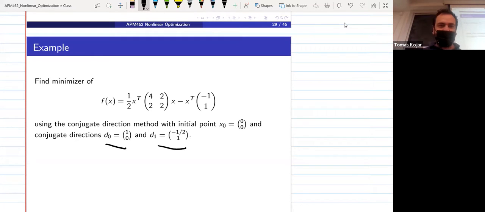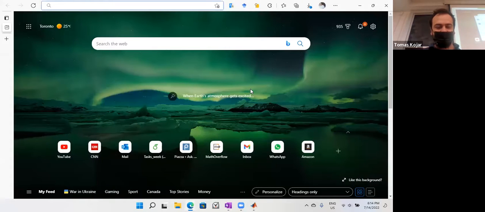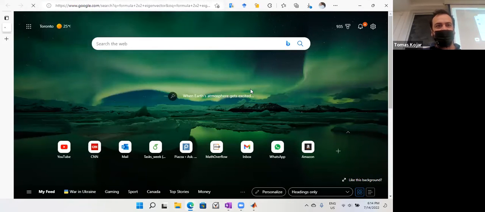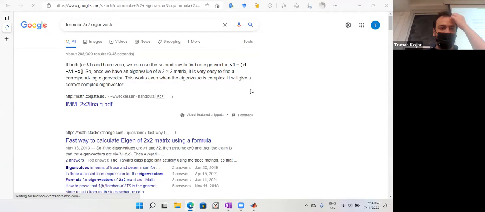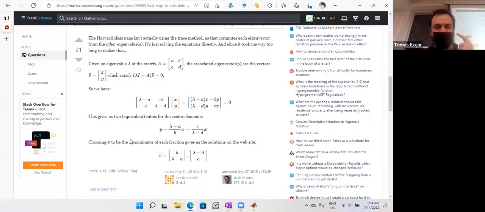There was a nice formula I taught in 224. If you don't mind, I want to Google it. There was a formula for 2 by 2 eigenvectors that I forgot, but I used it all the time. I don't know if you can see it, but there was this formula down here, and these are the eigenvectors. Okay? Because I don't want you computing characteristic polynomials.